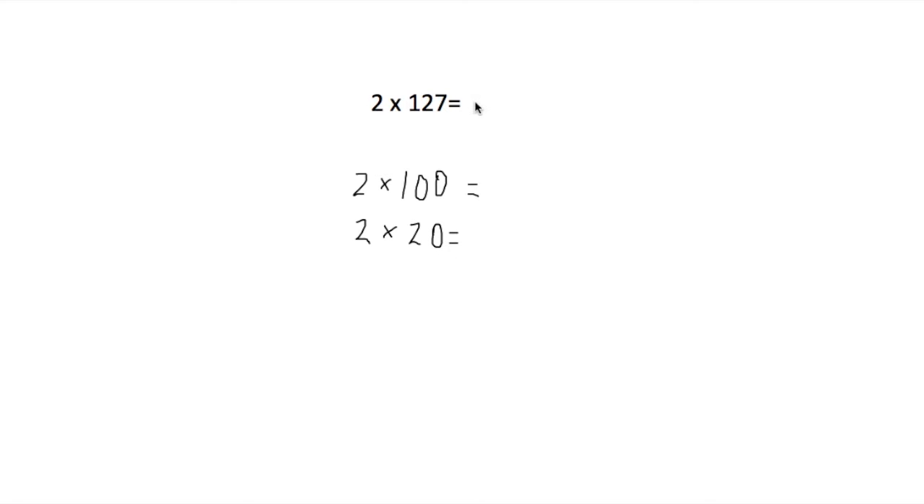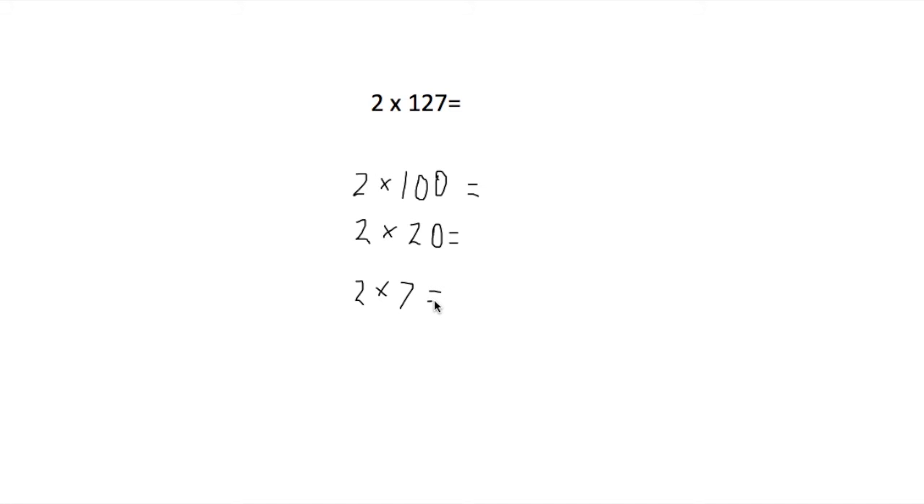Now we look at the ones place, 7. We don't have to add any zeros or anything. We're just going to leave it at 7. So 2 times 7.